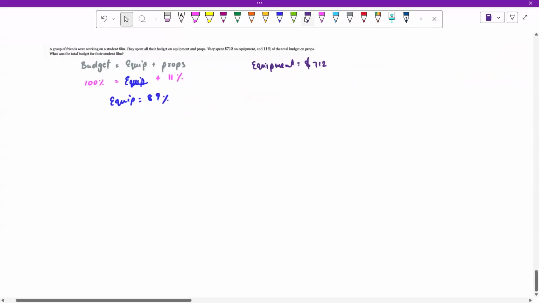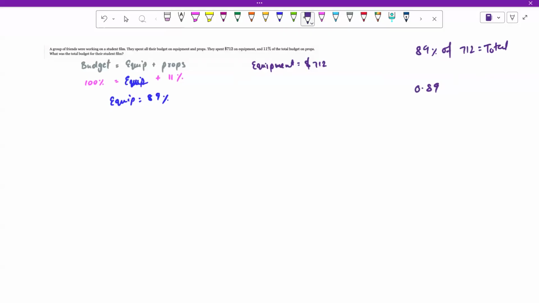So when we want to find out the equipment percentage, it has to be equated with equipment money only. Now you tell me if we want the total budget. 0.89 times 712. If we do that, it means we are doing 89% of 712 is equal to the total budget. That's not true. 712's 89% is something else.